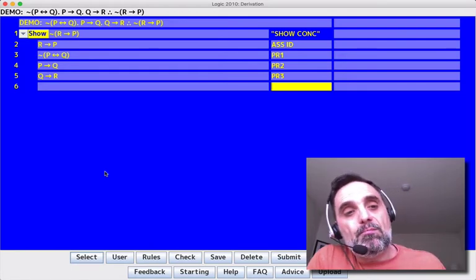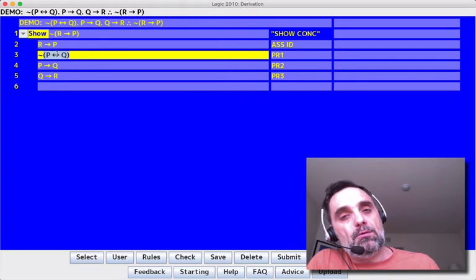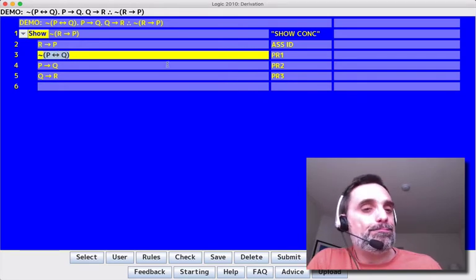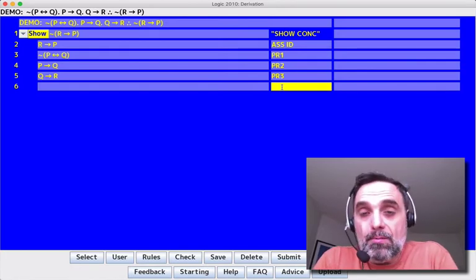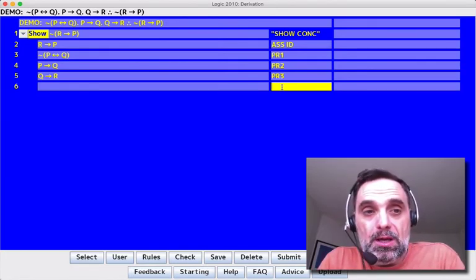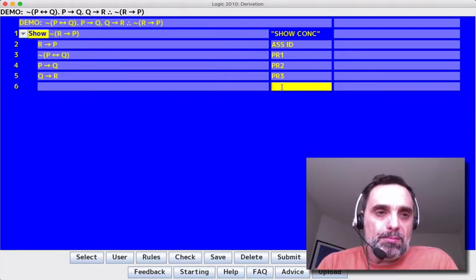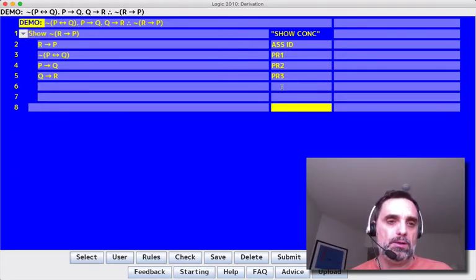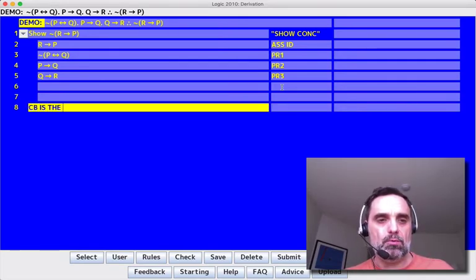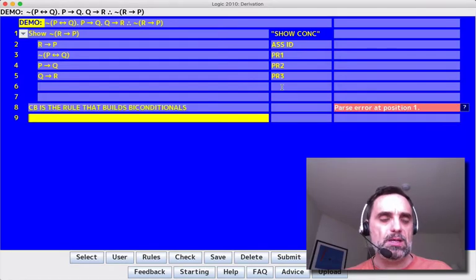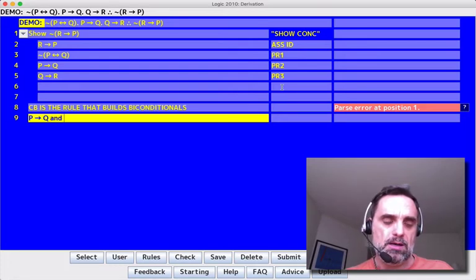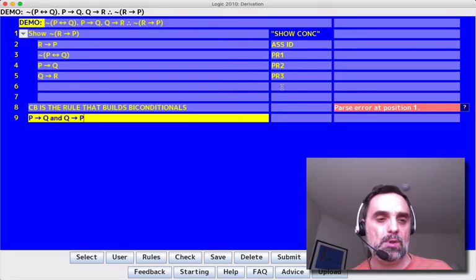So if we could get P if and only if Q, then we could apply ID. So that's one place we might want to go. Just think about, okay, let's get P if and only if Q. So how would we build P if and only if Q? Well, the rule we would use, CB, is the rule that builds biconditionals. And what does CB apply to? CB applies to if P then Q and if Q then P. Yeah. That's what we need.